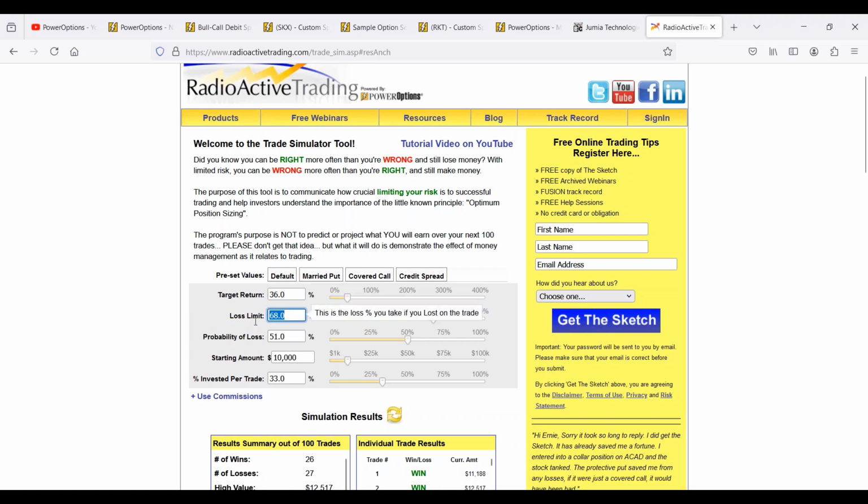The loss limit, because we're using the at or out of the money when the market still moves against us, is still probably going to be 68%. We might not likely be able to close it for 50%. We might be able to, but probably not, depending on volatility of the market.